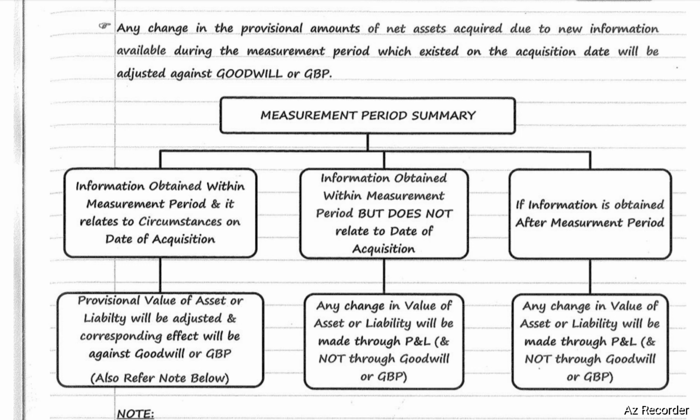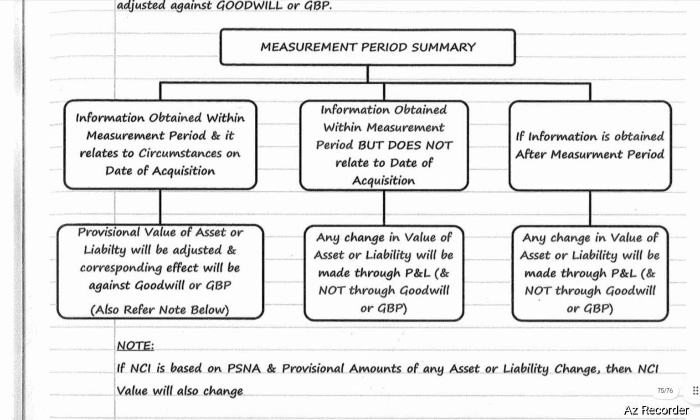The measurement period summary. If information is obtained within measurement period and it relates to circumstances as on date of acquisition, then provisional value of asset or liability will be adjusted and corresponding effect will be given against goodwill or gain on bargain purchase. If NCI, non-controlling interest, is based on proportionate share of net assets and provisional amount of any asset or liability changes, then non-controlling interest will also change.